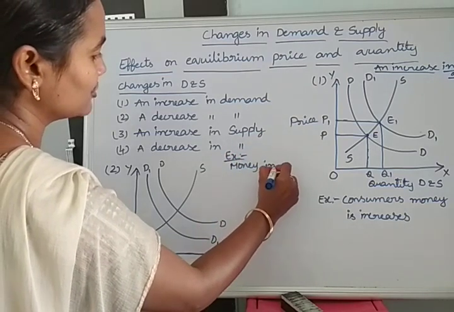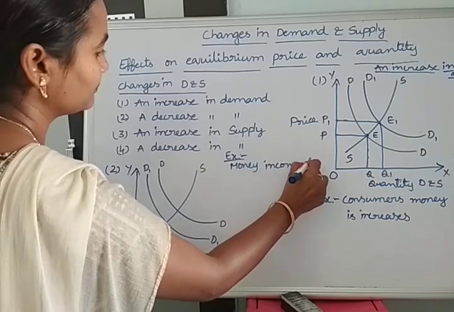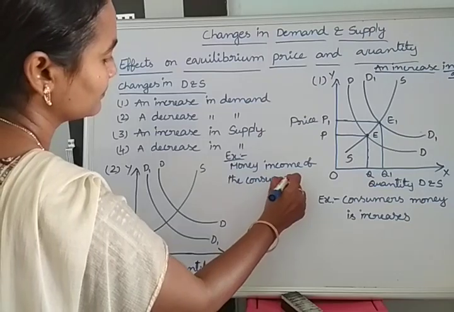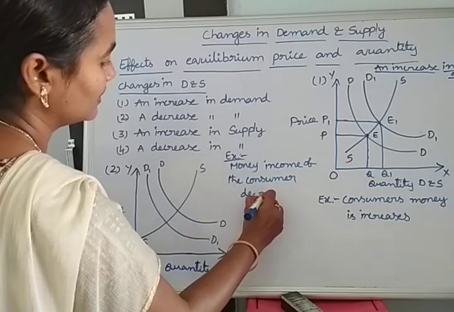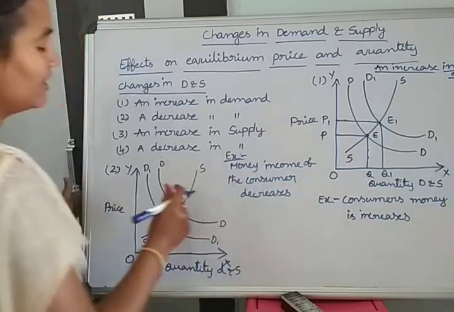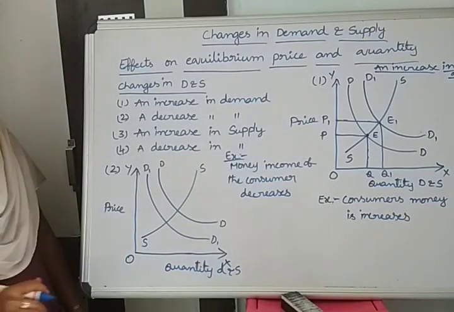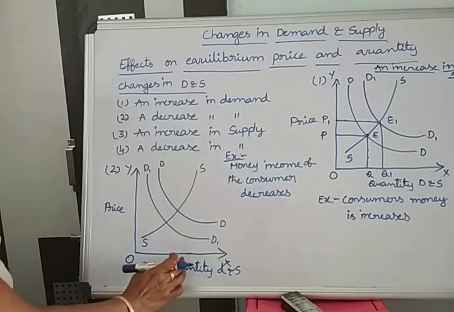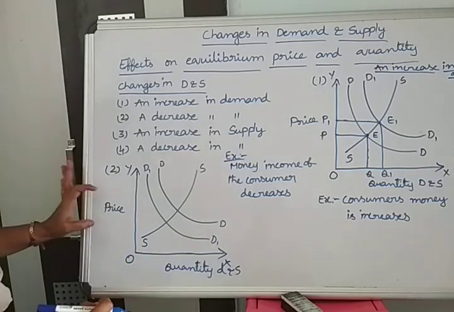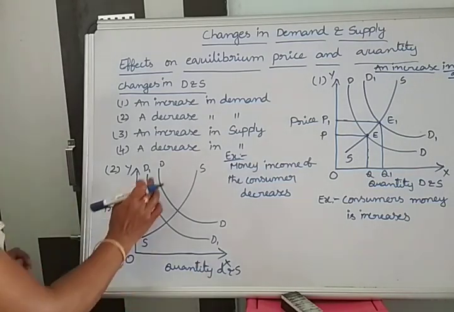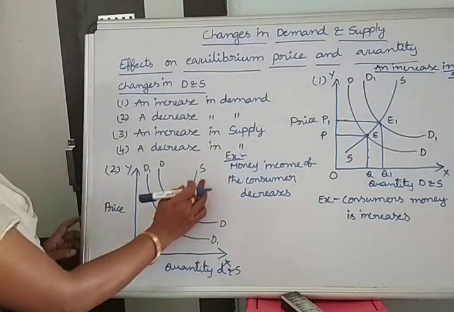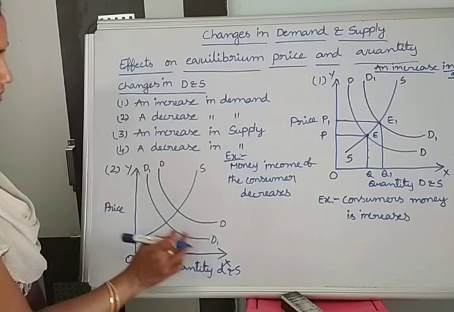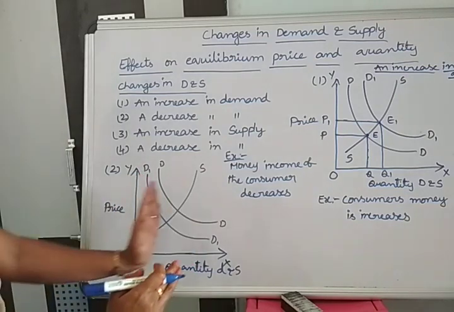Money income of the consumer decreases, then automatically demand for a good also decreases. So here we'll explain the diagram. The x axis represents quantity demanded and supplied, and the y axis represents price. The original demand curve is DD, the supply curve is SS, and the changed demand is D1. It will be moved to the left side.